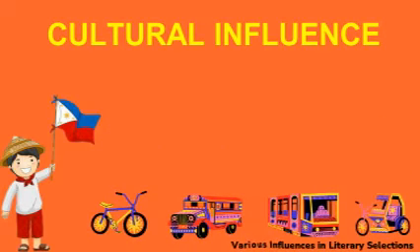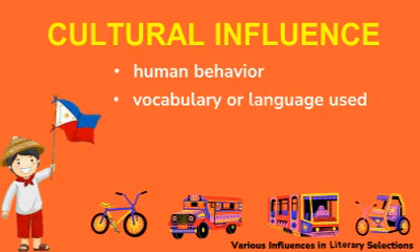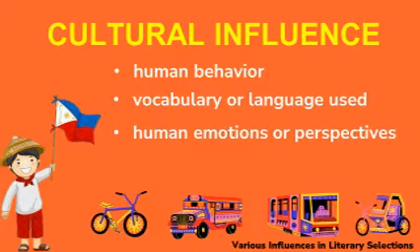Cultural influence talks about the cultural background to which the author is exposed, including the following. First is human behavior. What is the behavior of the people around the author? Second, the vocabulary or language used. And the third one is the human emotions or perspective. Cultural influence can also include material items.